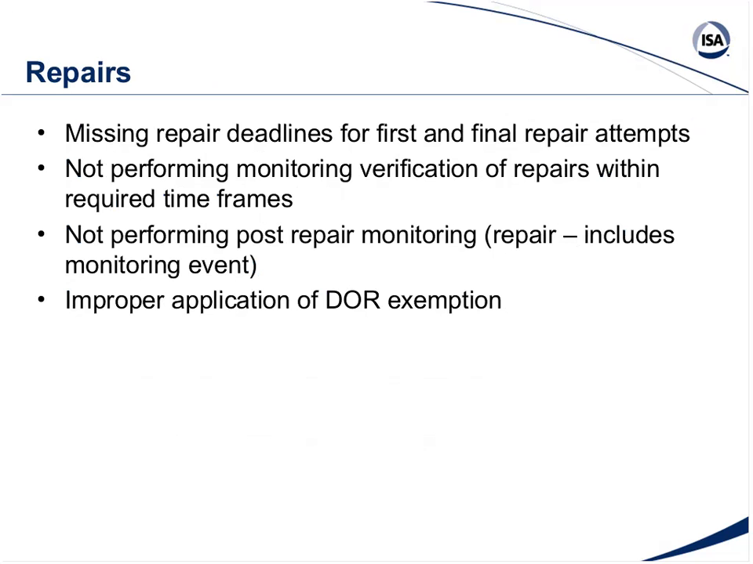Focusing on repairs, missing the repair deadlines for first and final repair attempts, as well as missing those remonitoring events. Did I remonitor appropriately? Did that component come back into the monitoring sequence after it's been leaking? So if I've had a leaker and I was on a quarterly skip monitor, I may have to monitor that component monthly until it gets back on its quarterly schedule. Depending on where you are in your month, sometimes that gets lost. And we want to make sure that those rules are being followed appropriately.